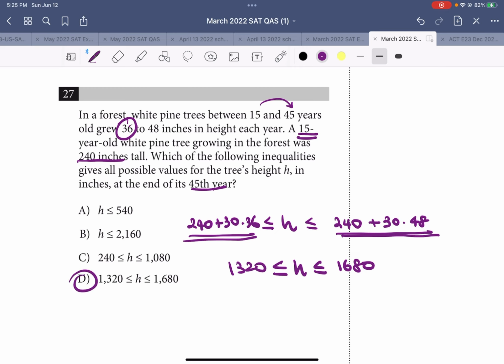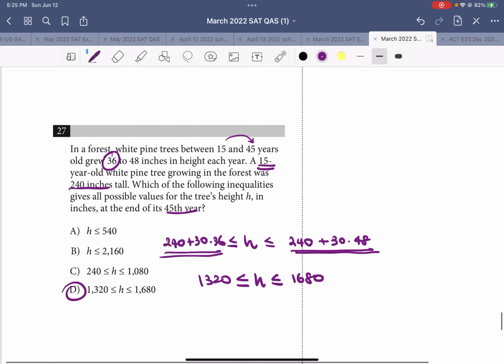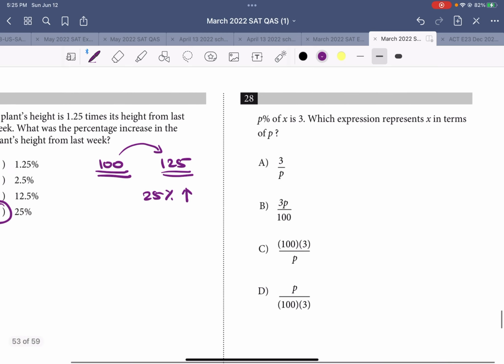So read the description, and then you can make inequalities. Number 28. P% of x equals 3. So P%, P over 100. Of means times x, is means equals, and 3. So which expression represents x in terms of P?